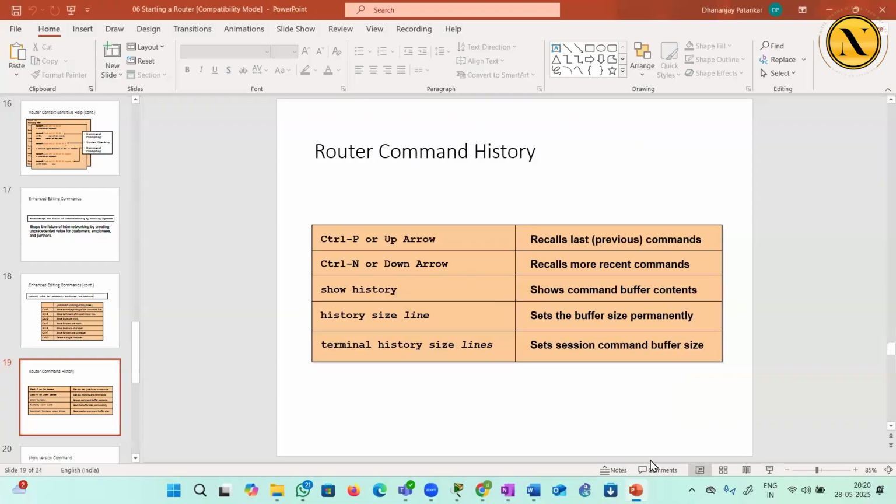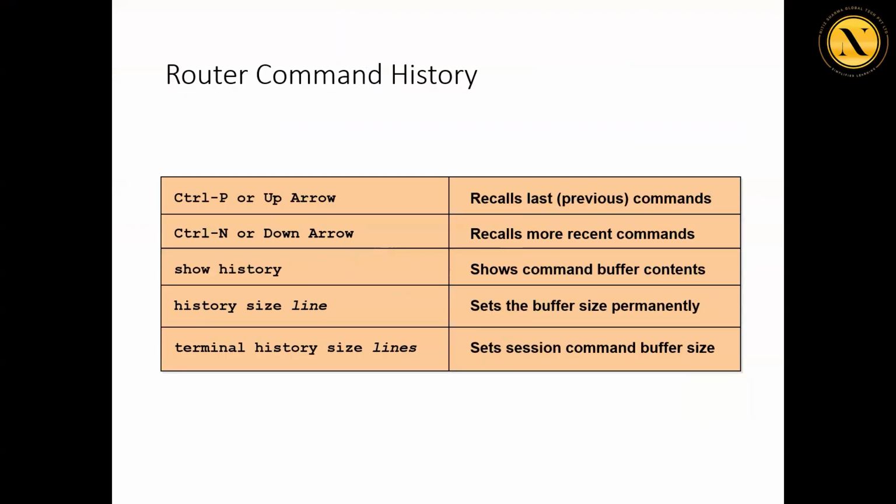Okay. So if you go and type from the privilege mode, maybe history size 5, or history size 50. So instead of 10 commands in 10 lines, it will start storing now 50 commands in 50 lines. Got it? So you can increase or decrease the size of the buffer. So by default it is how much? Default it stores 10 commands in 10 lines, right?